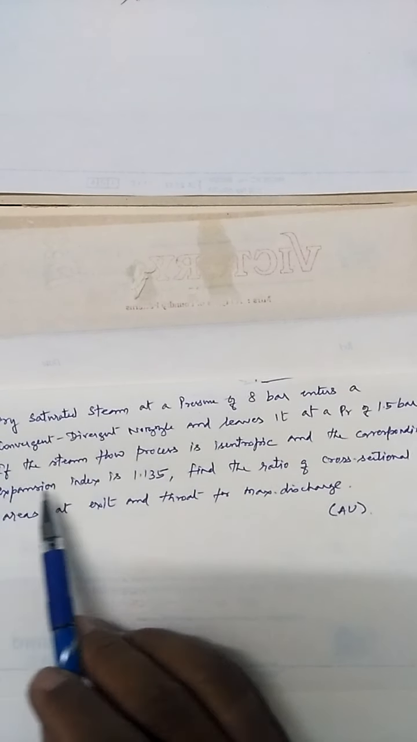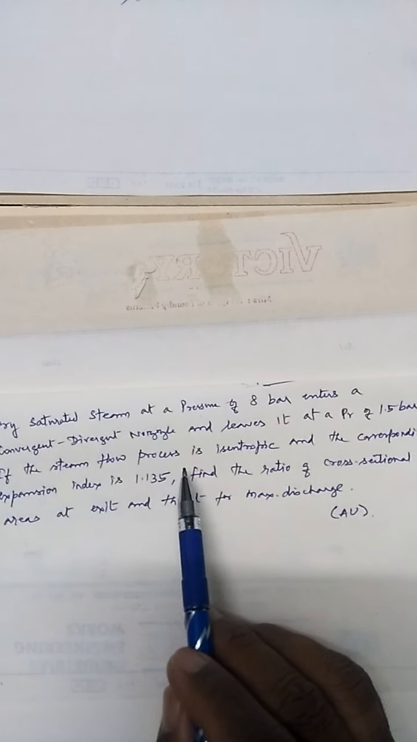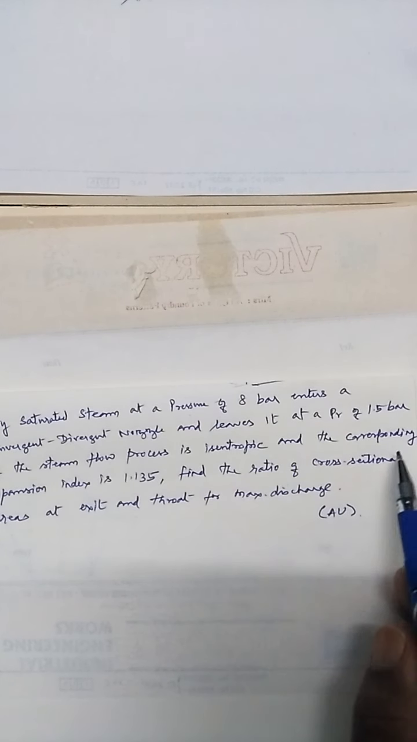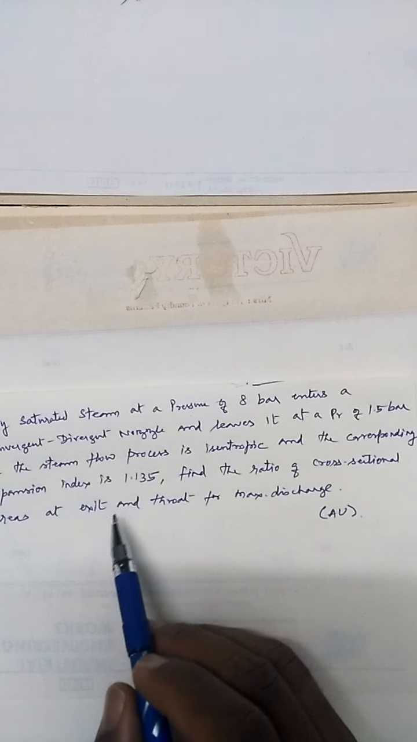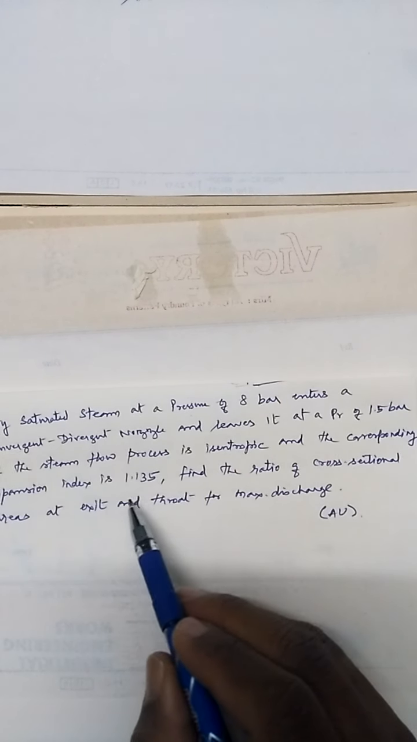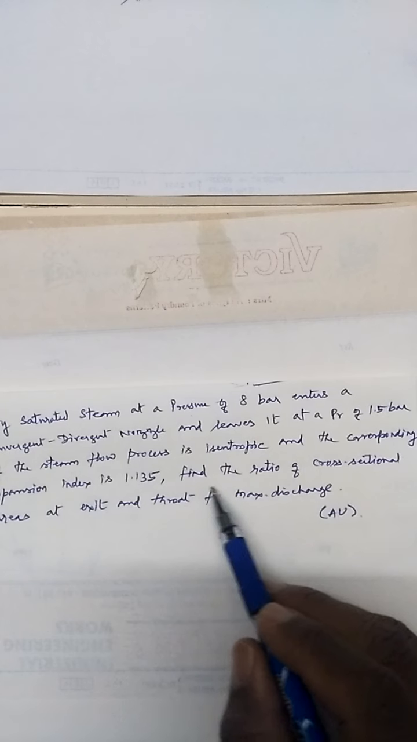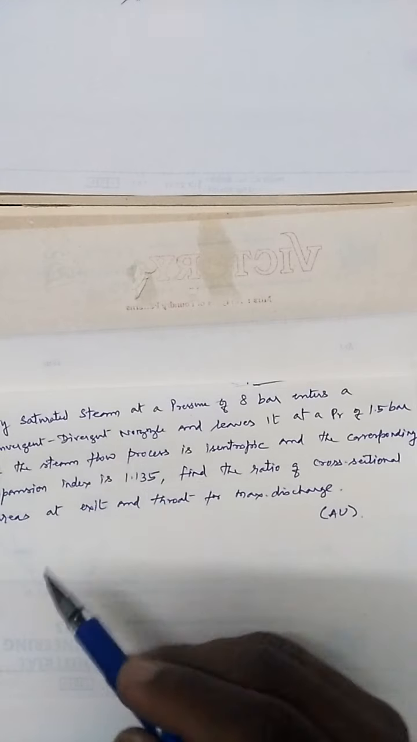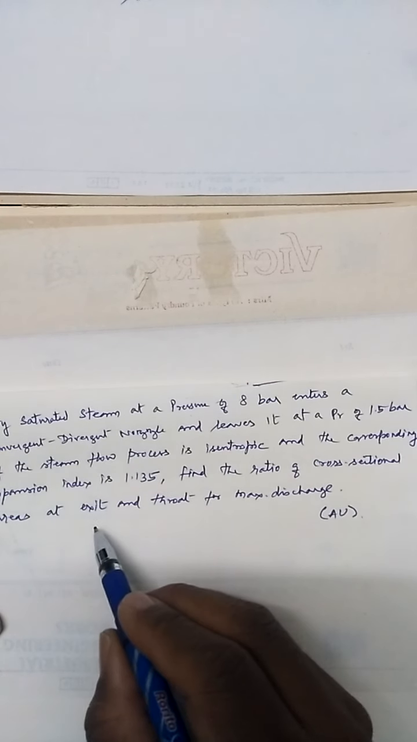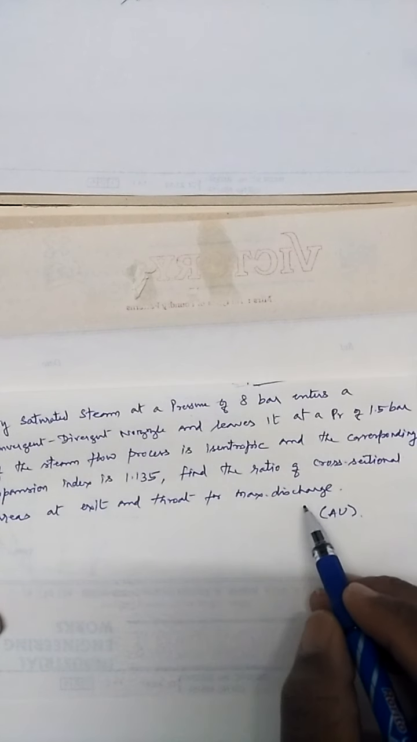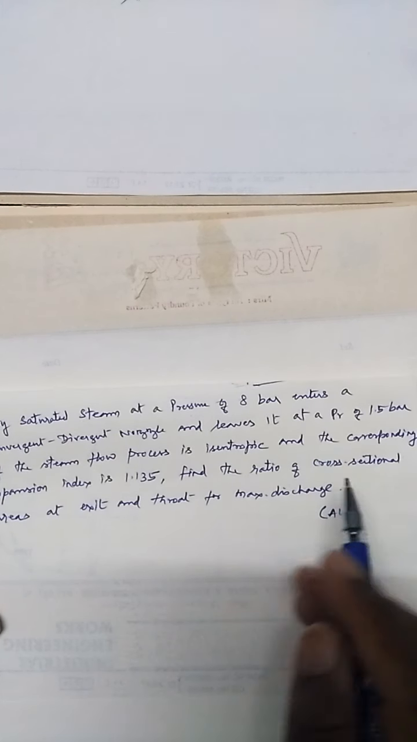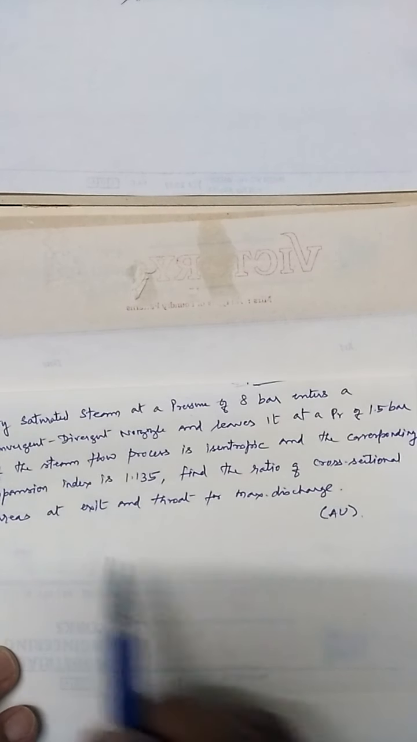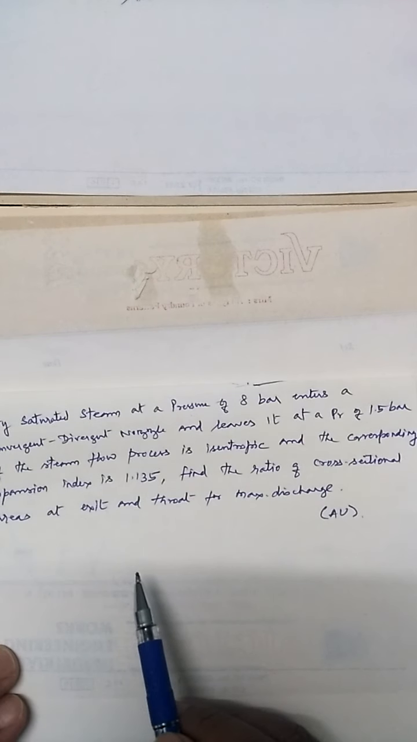If the steam flow process is isentropic and the corresponding expansion index is 1.135, so the n value is 1.135, find the ratio of cross-sectional areas at the exit and throat. So we have to find the ratio of the areas at the exit and throat for the maximum discharge. We will get the maximum discharge only at critical pressure ratio. This is the problem given in the university exam. So now let us try to solve this problem.